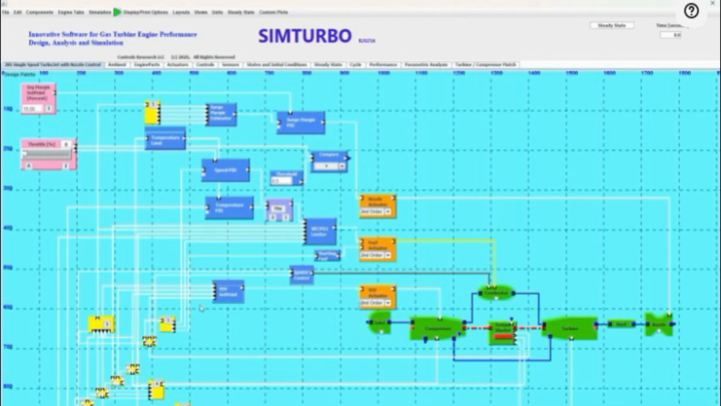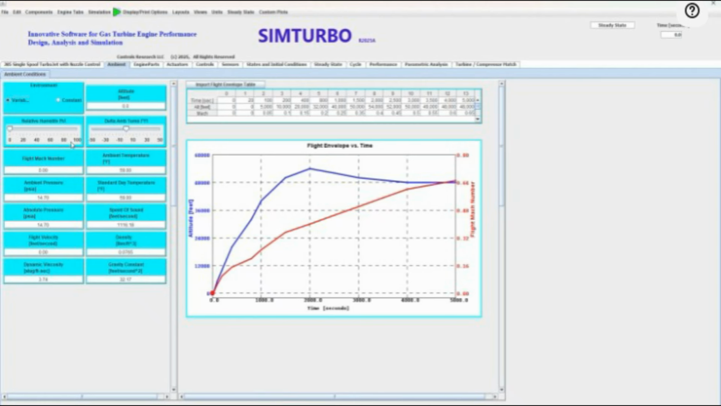The surge margin set point and pilot throttle command are input into the PID controls. These set points are represented in pink. Next, let's look at the Ambient tab, which provides the capability to adjust the ambient conditions.